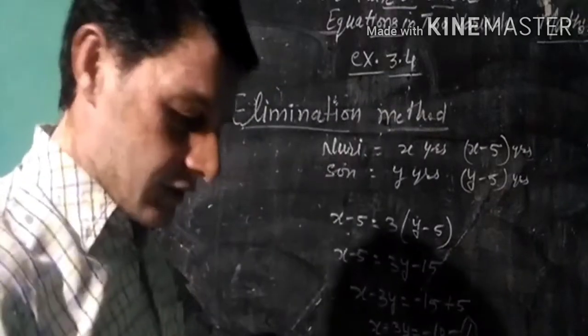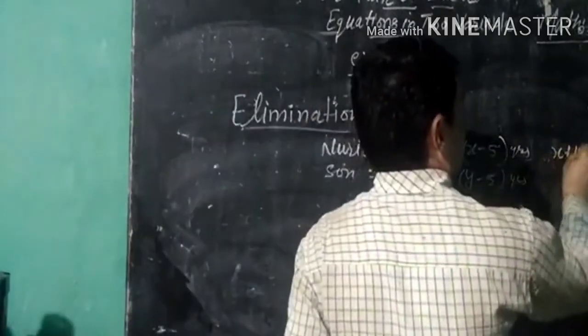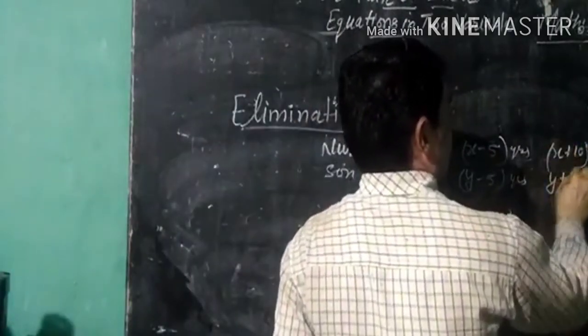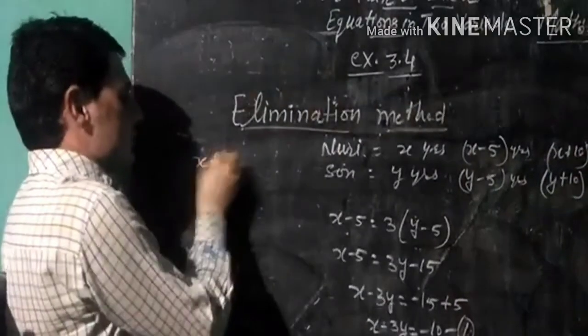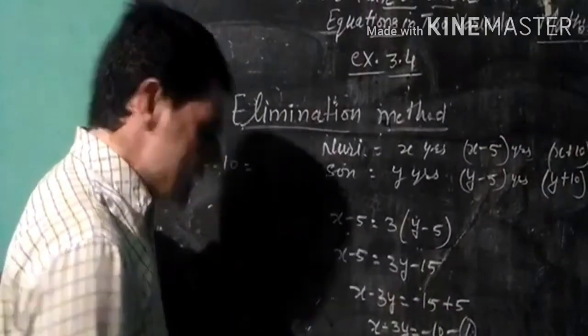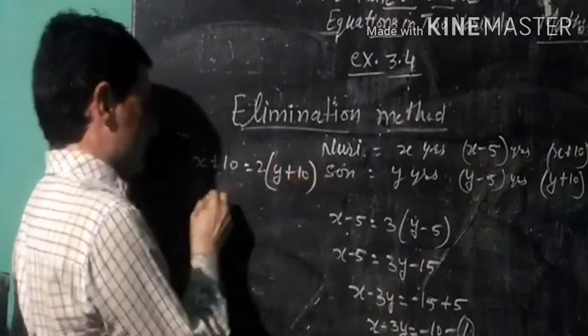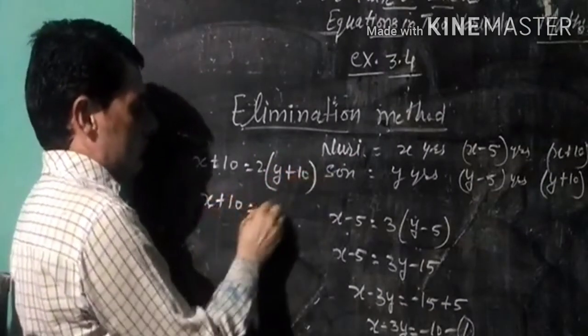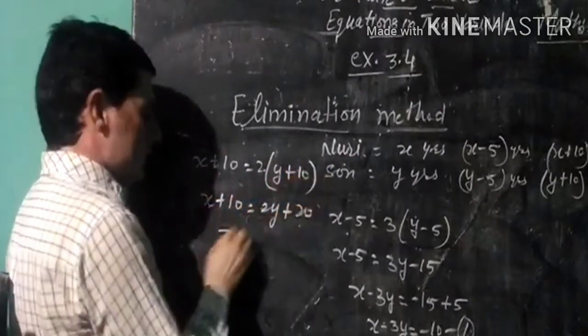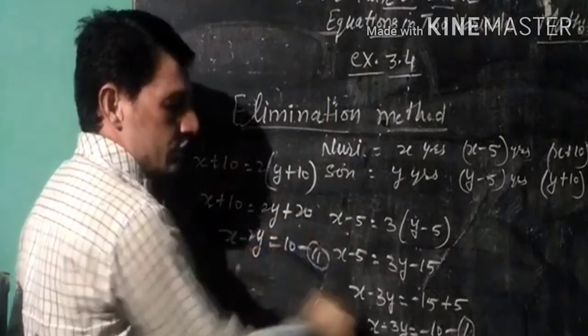And the second condition is 10 years later. Later means after. So it will be x plus 10 and y plus 10. So now the condition is x plus 10 is equal to, she will be twice as old as Sonu. I will simplify that. This will become the second equation.